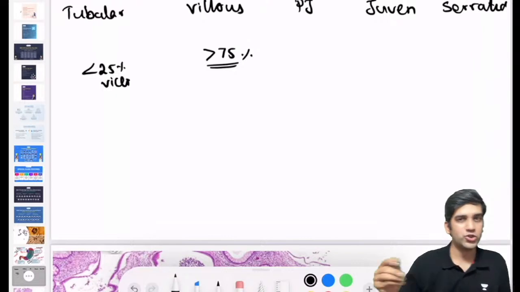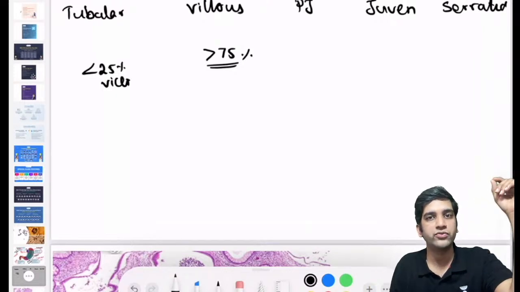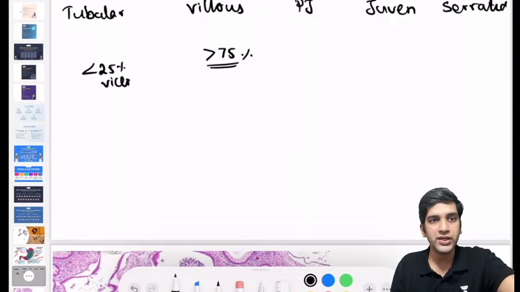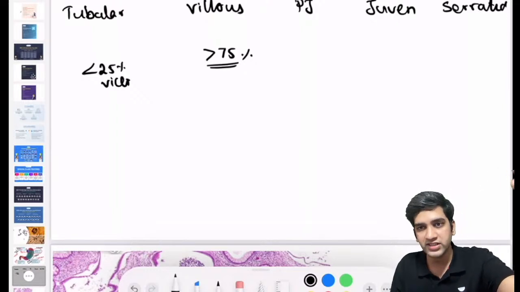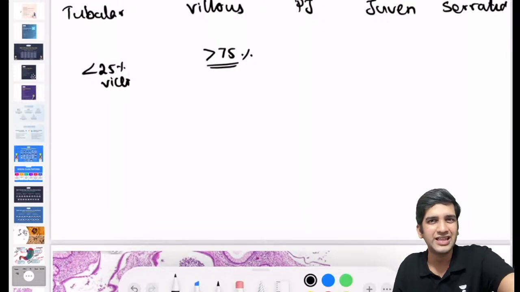See, tubular adenoma is not graded based on the amount of tubules. It's graded based on the amount of villi only. If it's less than 25%, I'm going to call it tubular. More than 75%, like you guys said, I'm going to call it villous. In between, 25 to 75%, we call it tubulovillous adenoma. Again, it's not required for us, fine.